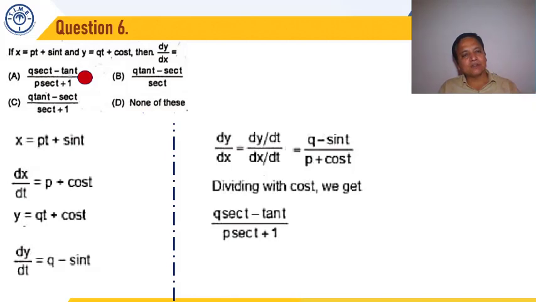So x was given as a function of t, y was given as a function of t. So we find dx by dt and we also find dy by dt. But we are supposed to find dy by dx in terms of t. So we simply say dy by dx is nothing but dy by dt upon dx by dt. We substitute the values of dy by dt and dx by dt. And just to match with the choices, we divide the numerator and denominator by cos t, because all three options had terms containing tan t and sec t. So we got our answer as q sec t minus tan t upon p sec t plus 1, which is given as choice A.